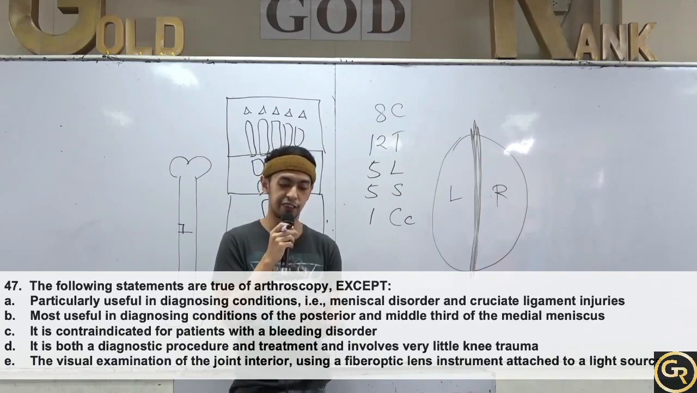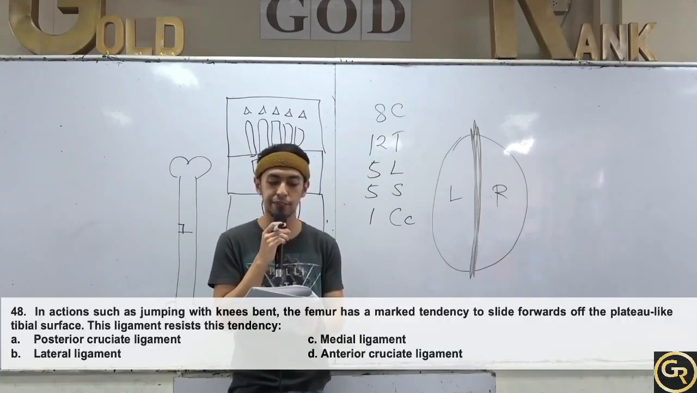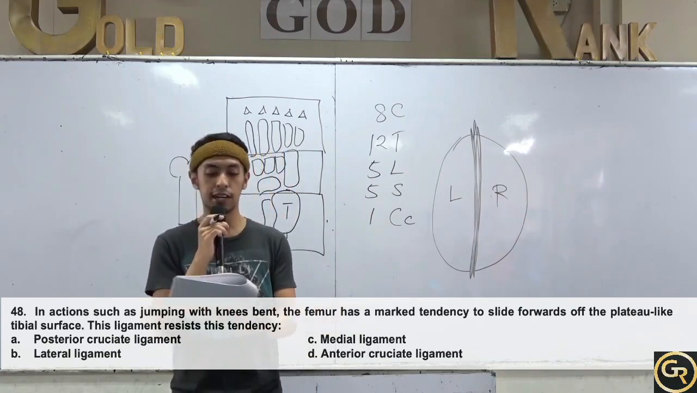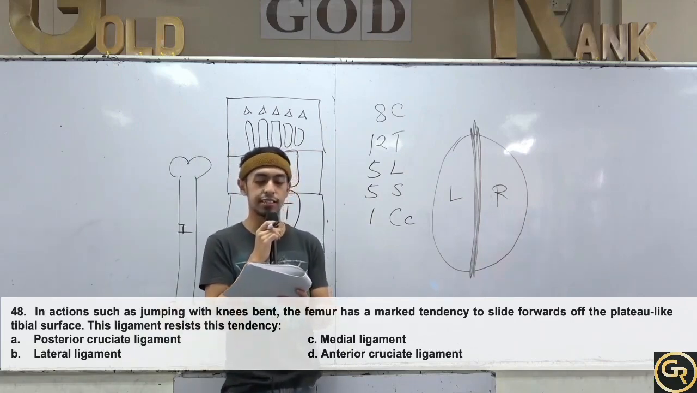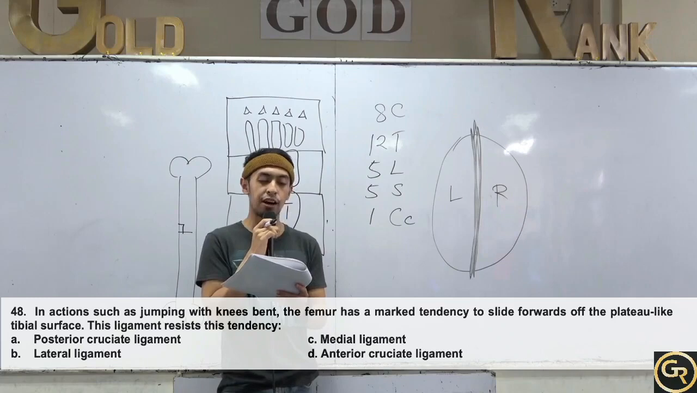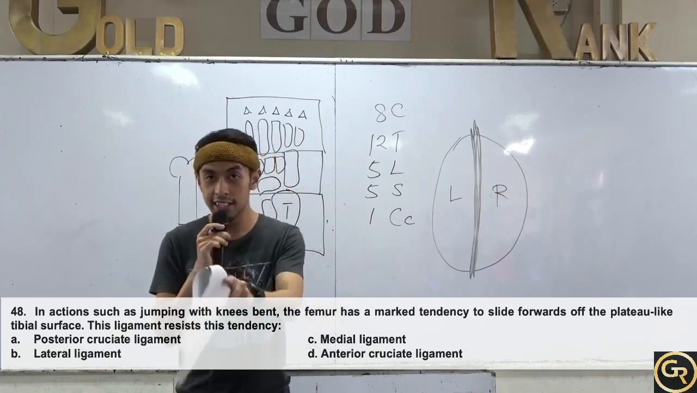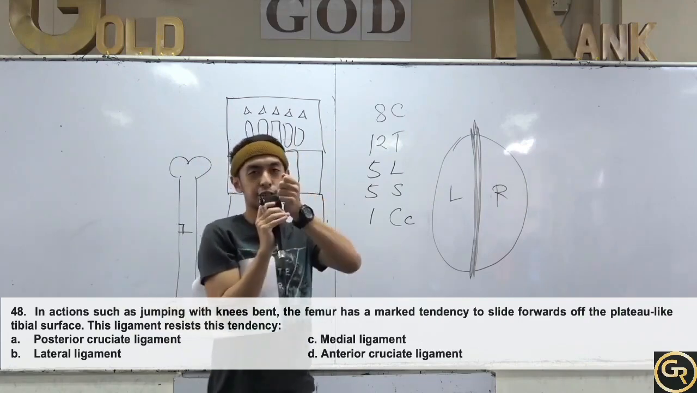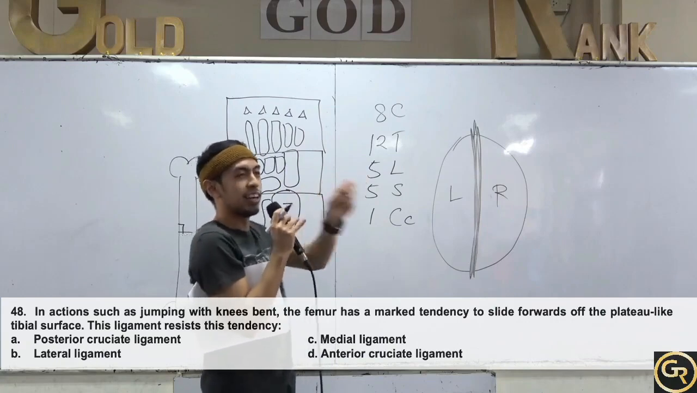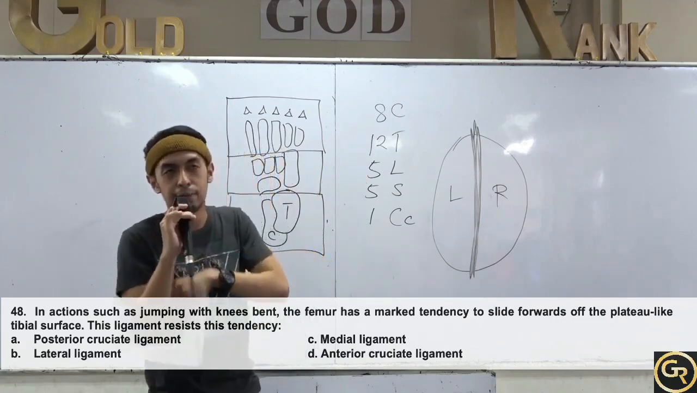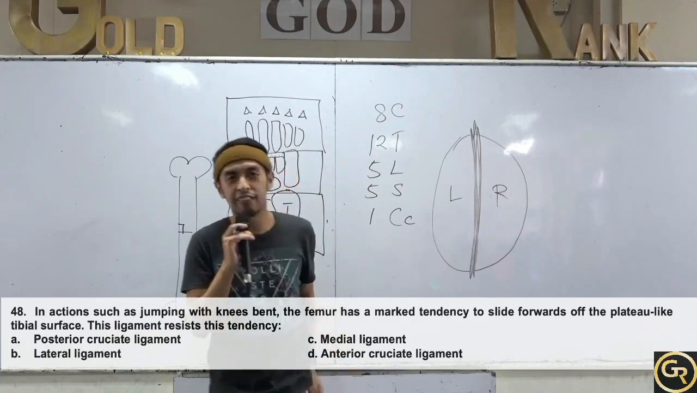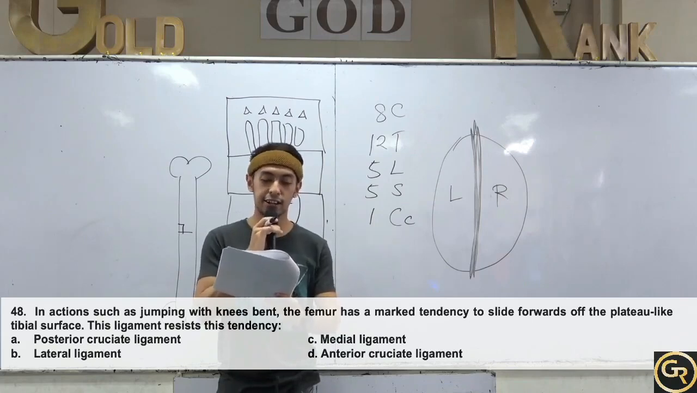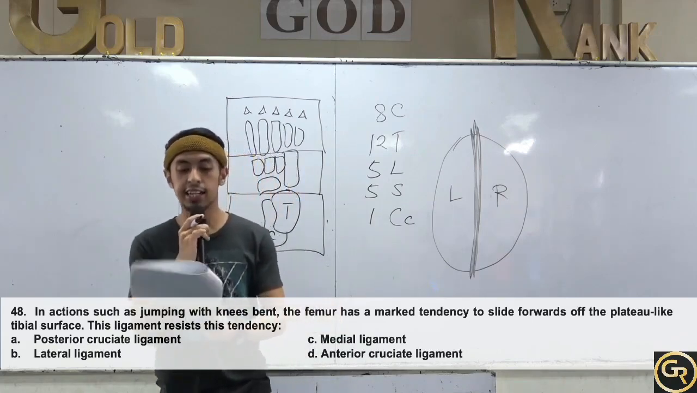Okay? Letter D. 48. In actions such as jumping with knees bent, the femur has a marked tendency to slide forwards of the plateau-like tibial surface. This ligament resists this tendency. O guys, kapag daw po ang femur ay nag-slide forward, so kung sa tibia naman to, this would be posterior movement. Okay, sino pong cruciate ligament ang nagpe-prevent po ng forward translation ng ating femur on the tibia? That would be your letter A. Your posterior cruciate ligament.